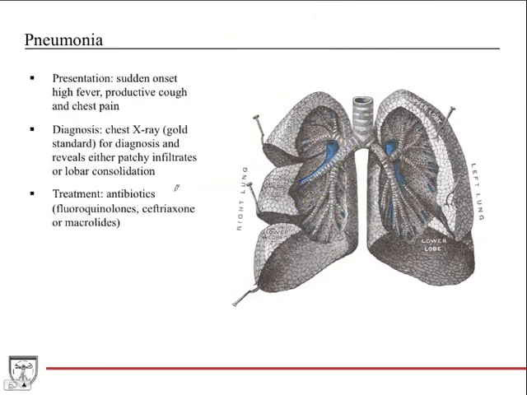So the presentation of pneumonia, you have sudden onset of high fever, productive cough, and chest pain. Basically, these people are sick as crap. They're in real bad shape, not feeling well at all, coughing a lot, chest pain.